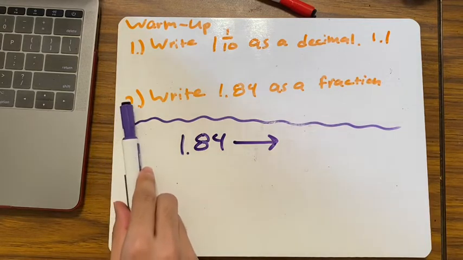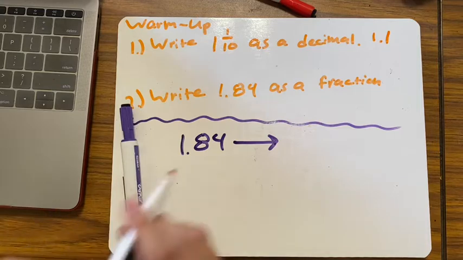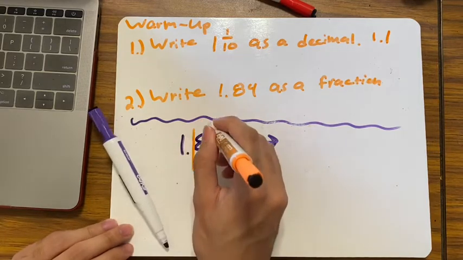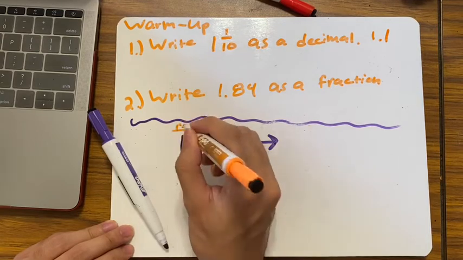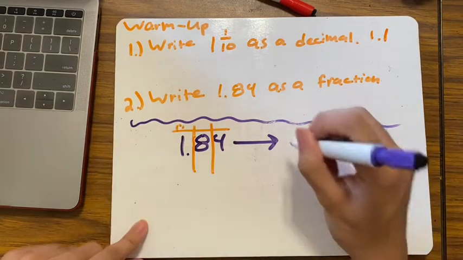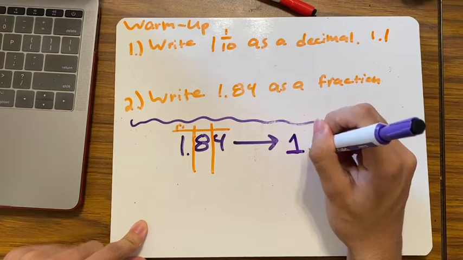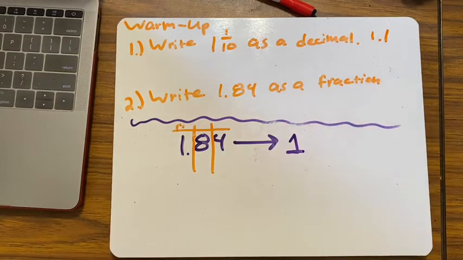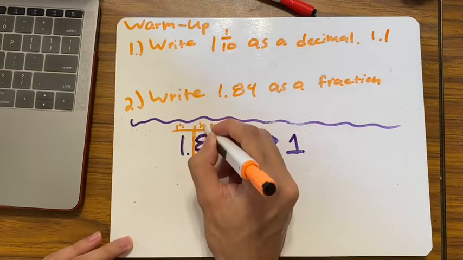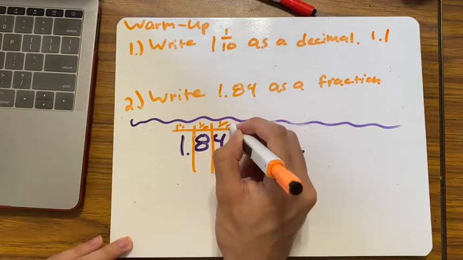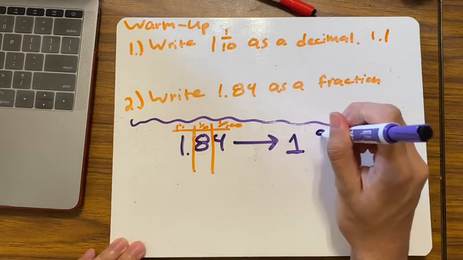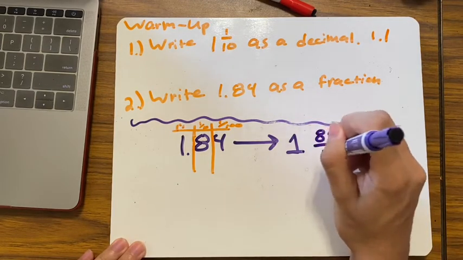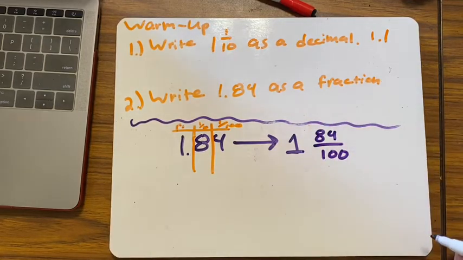Well, one thing we can use again is a place value chart. Right, so here I have my ones place. So that's like my large number. My ones. My 8 is in my tenths place, and my 4 is in my hundredths place. So I have 84 hundredths. So then that means it's going to have to be 84 over 100, okay?